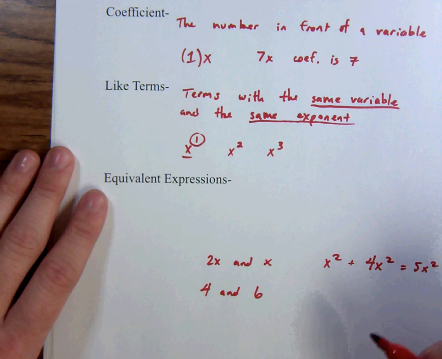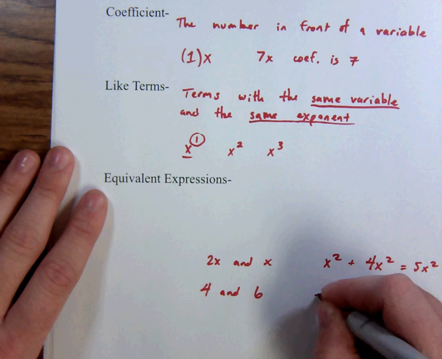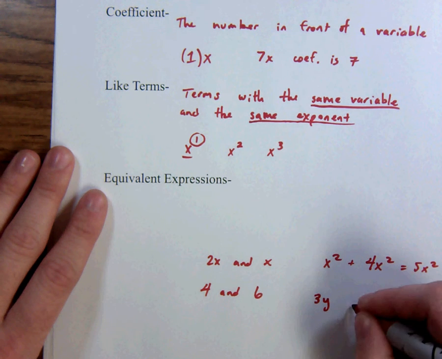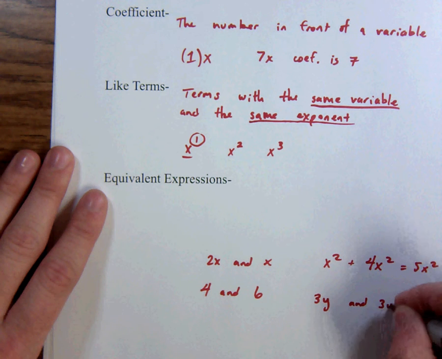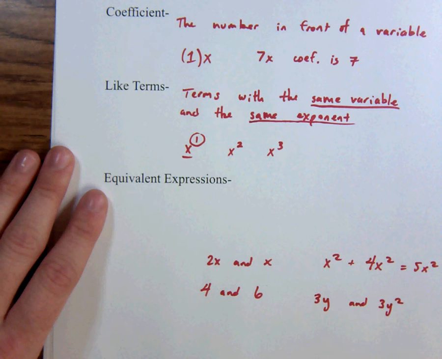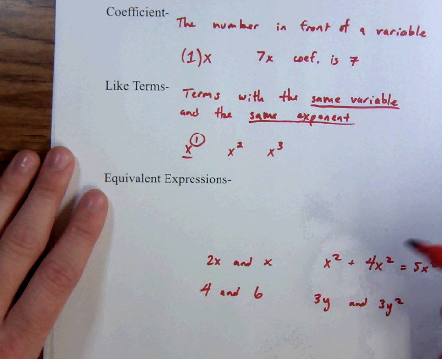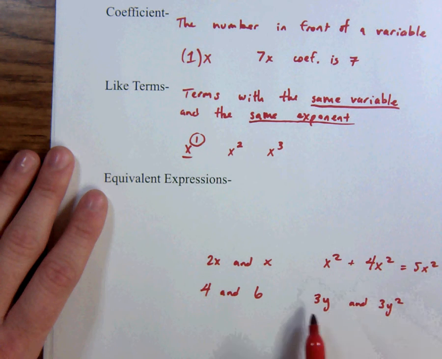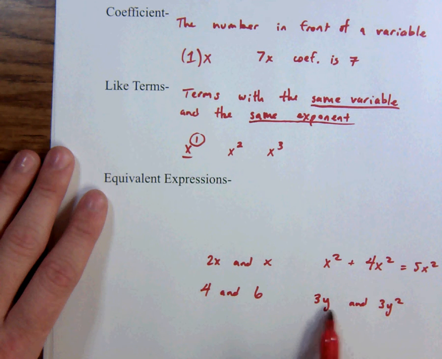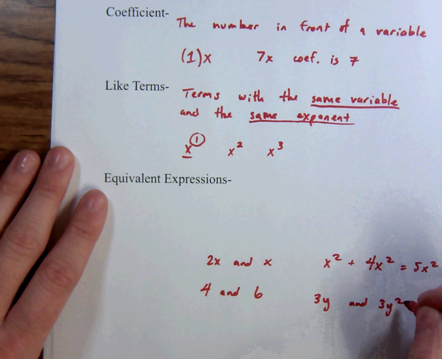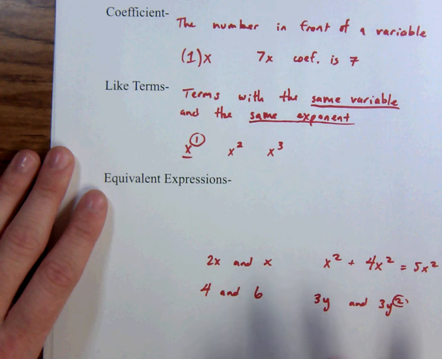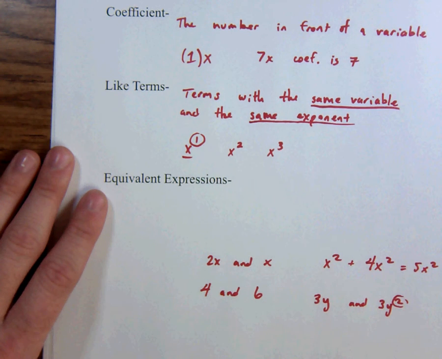An example of something that's not a like term is you could say 3y and 3y squared. Those are not like terms, and we'll probably get into a little bit of this later, why they're not, but just understand that the letter has to be the same, and then the exponent has to be the same. If either one of them are different, they're not like terms.